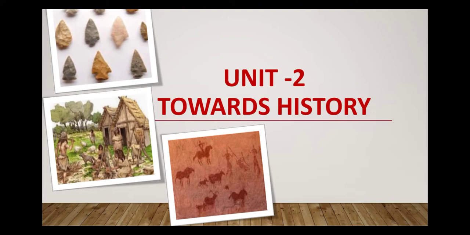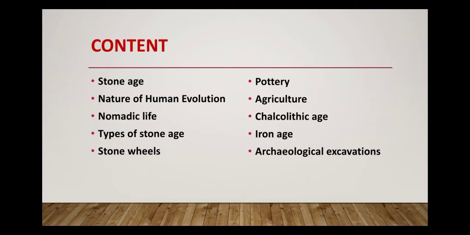In this video, we are going to revise Unit 2 Towards History. History means to learn about the past. In this lesson, we are going to learn Stone Age, nature of human evolution, nomadic life, types of Stone Age, stone wheels, pottery, agriculture, Chalcolithic Age, Iron Age, and archaeological excavation. The first topic is Stone Age.